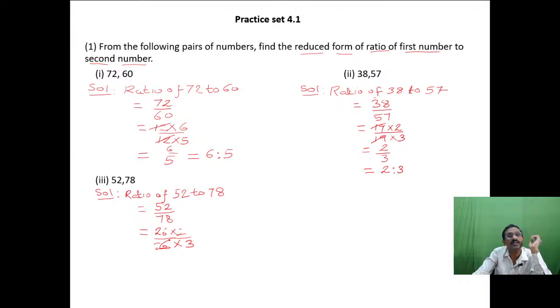Now 26 ones are 26, 26 ones are 26. What do we get? We get 2 upon 3. So what will be the ratio here? Here we will get 2 is to 3. I hope these three sums which we have done will be very clear to you all.